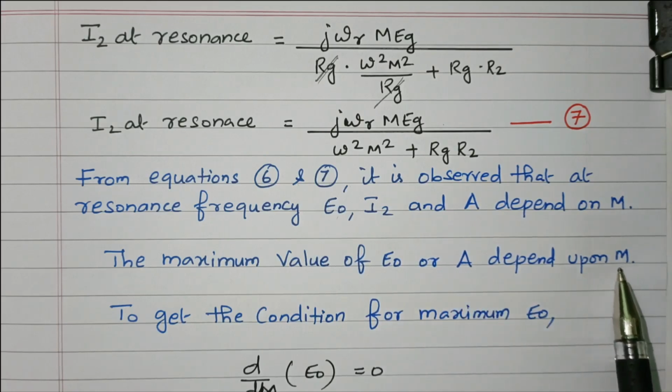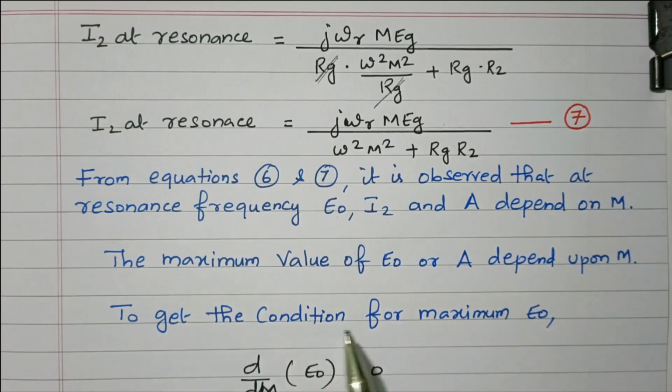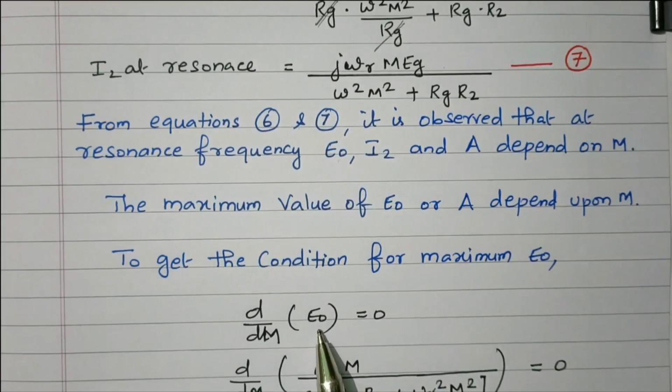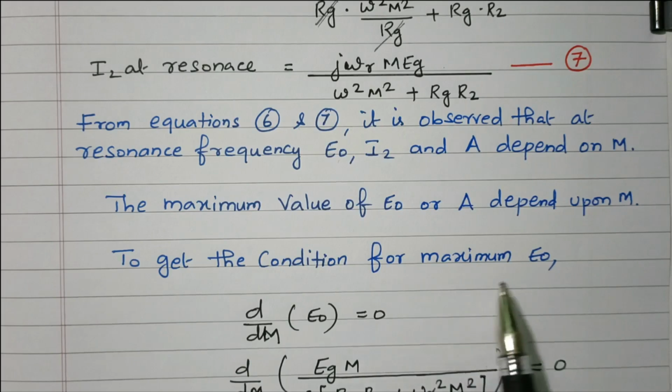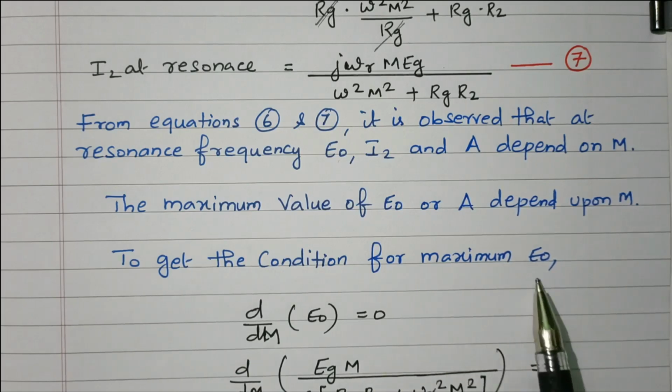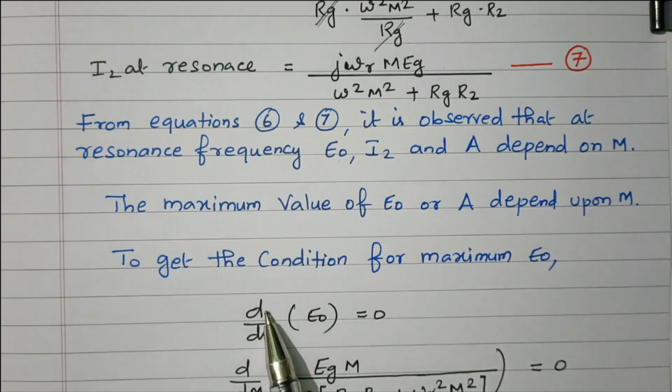So if you want to find the maximum value of output voltage or amplification factor, that depends upon the M value. So to get the condition for maximum E0, we need to differentiate the equation E0 with respect to M, because E0 depends upon mutual inductance. Then by equating it to 0 we will get the condition for maximum output voltage. Maximum output voltage depends upon M, so E0 is differentiated with respect to M and equated to 0 to get the maximum value of E0.